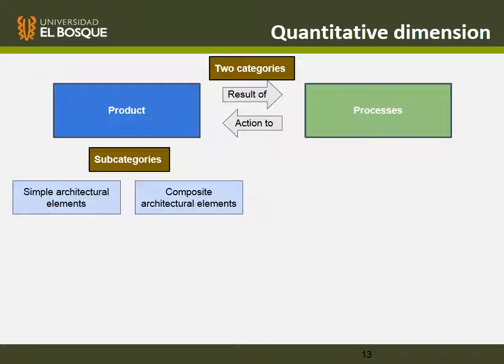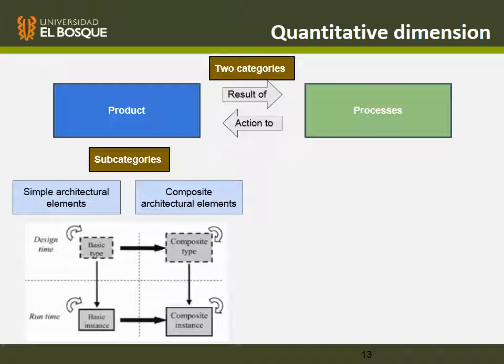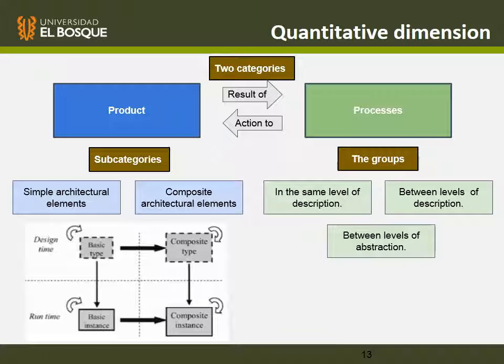These both simple and composite architecture elements divide into two groups according to two levels of abstraction: design time and run time. On the other hand, the processes focus on the principle of reusing software entities in order to build new composite ones.